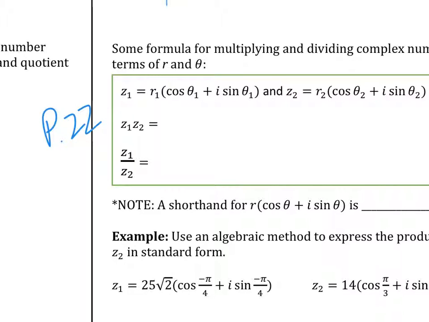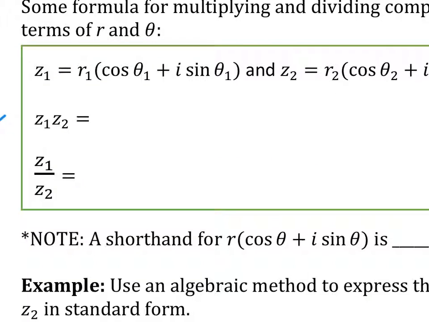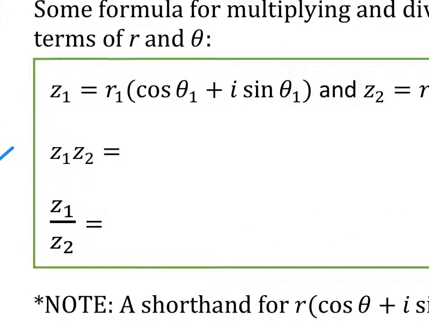Okay, we're on page 22. So this formula is pretty easy to memorize, but also I'm going to give it to you on the test, so you don't have to memorize it. Okay, so let's say you have two complex numbers, z1 and z2. Z always means complex number, a plus bi. So let's say that z1 and z2 are in trigonometric form, and you want to multiply these two complex numbers together.